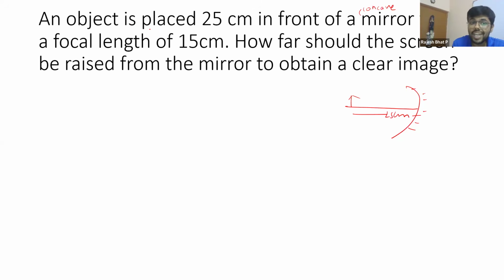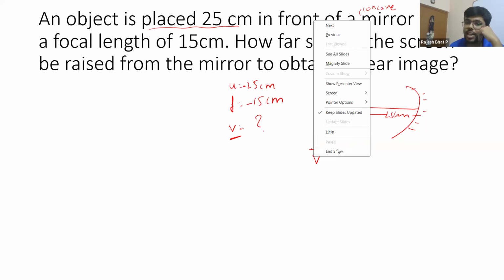So the object distance is given, right? The object is placed at 25 centimeter. Look, in the last problem they were asking u, here they are asking v. Focal length is 15 centimeter. I told you, u is always negative in any problem. The focal length of a concave mirror is negative. You have to find v. Therefore, this is the mirror formula.